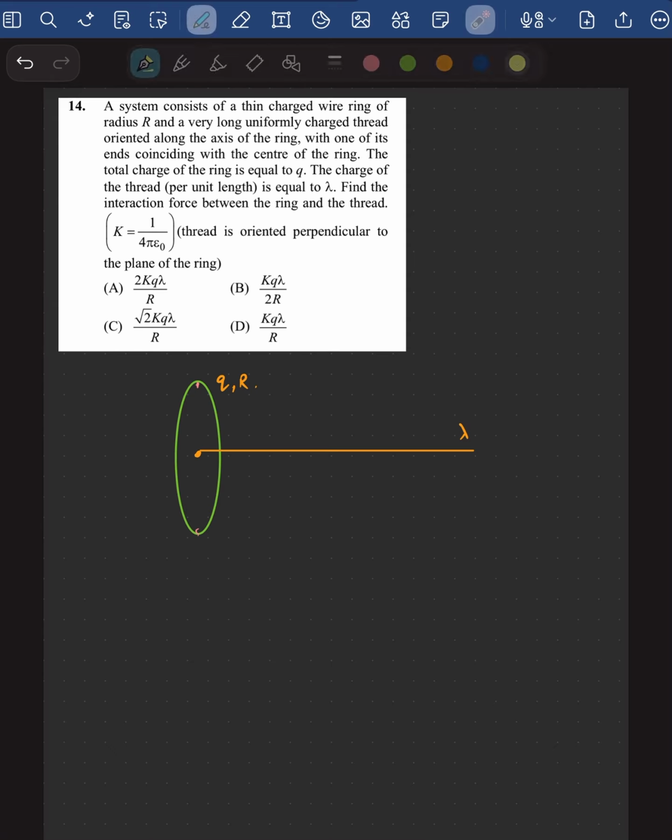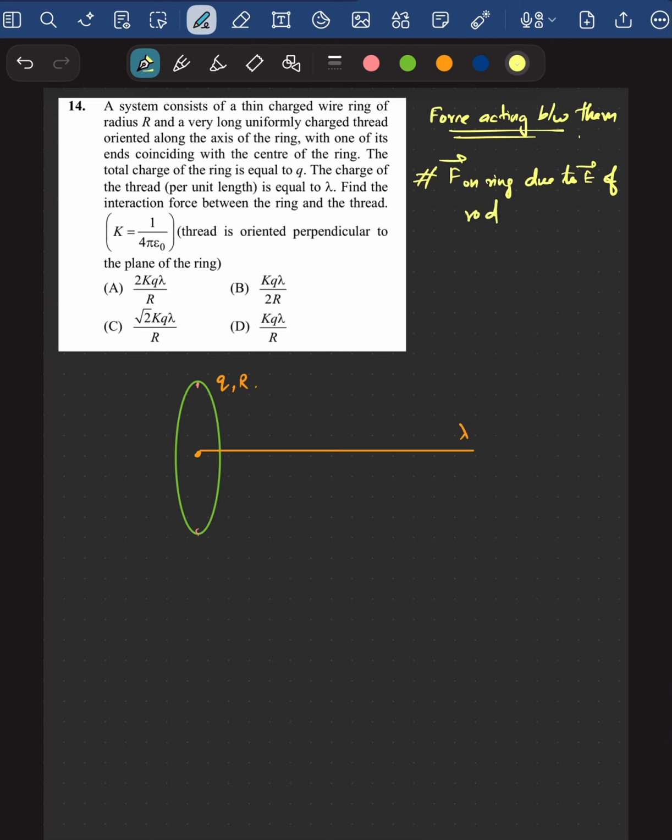So this is the question where we see one of the applications of knowing the concept of electric field, right? We know we can calculate force between two point charges, but in other cases where we don't have point charges, this is one of the approaches we'll be trying to solve these kinds of questions. And we'll say that the force acting between them can be described in two ways. We can say that the force acting between them is force on the ring due to the electric field of the rod, or we can also say that the force acting on the rod is due to the electric field of the ring. So both are valid approaches over here.